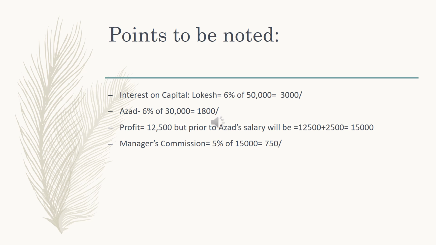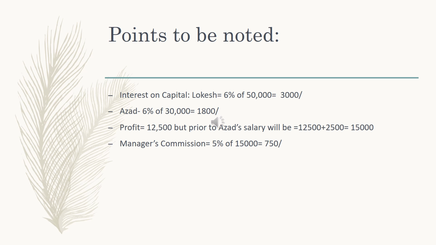Now you can see here, the first thing which you have to calculate is interest on capital of Lokesh and Azad. So for Lokesh, 6% of 50,000 will come to 3,000, and for Azad, 6% of 30,000 will come to 1,800. So 3,000 and 1,800 is the interest on capital.